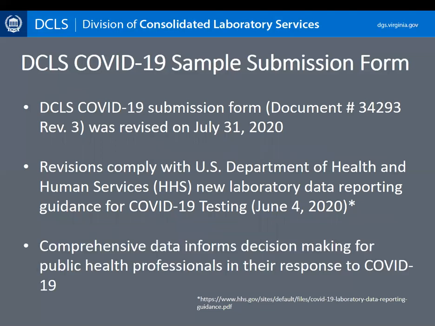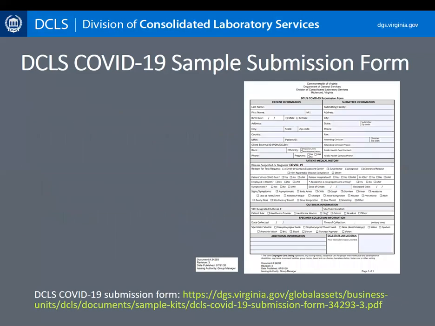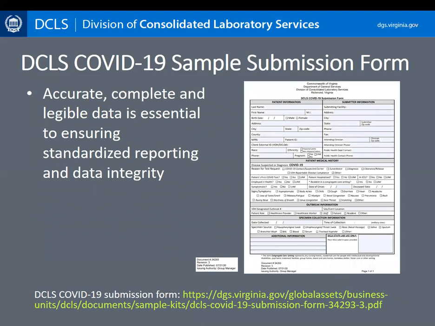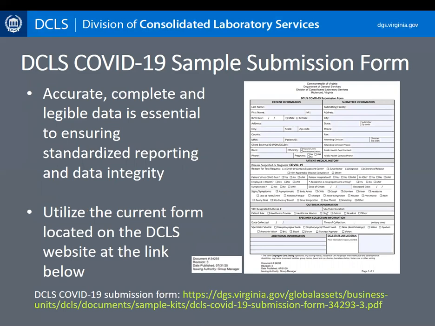Data on the submission form is used by public health professionals to inform decision-making in their response to COVID-19. Accurate, complete, and legible data is essential to ensuring standardized reporting. Complete the form with data integrity in mind at all times. To submit a COVID-19 sample to DCLS for testing, utilize the current submission form, which can be located on the DCLS website using the link provided.